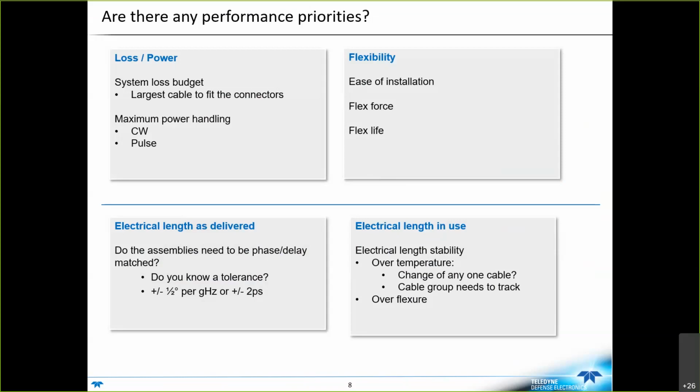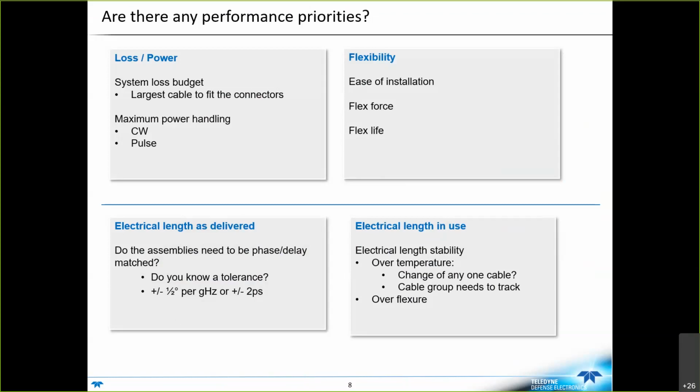The lower right-hand portion of the slide here is talking now about after the cables are delivered to you, I am now concerned about what the electrical length stability is once the cables are in their application and use. So are we talking about something that's over temperature? You're going to be in a system or a test environment where things are going to go beyond ambient temperature ranges.